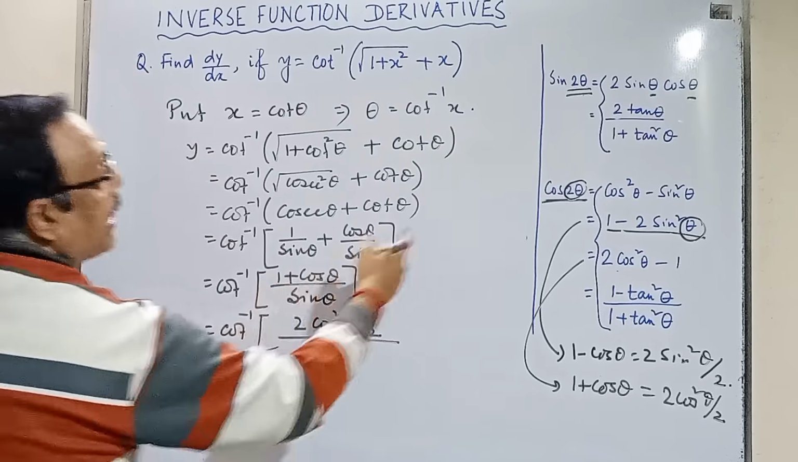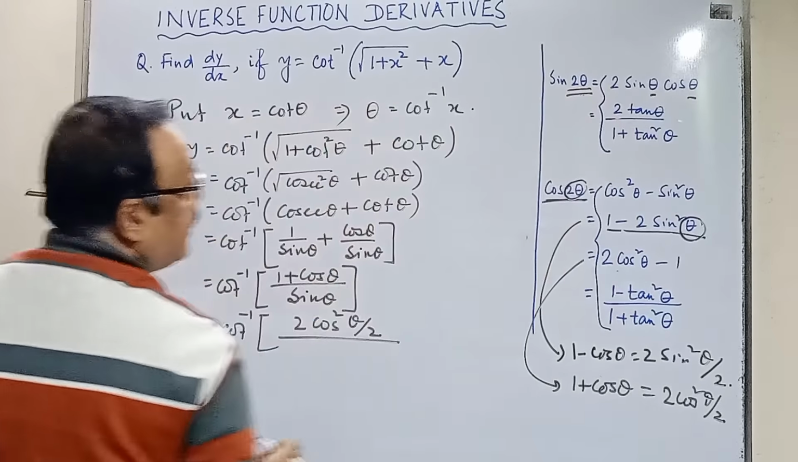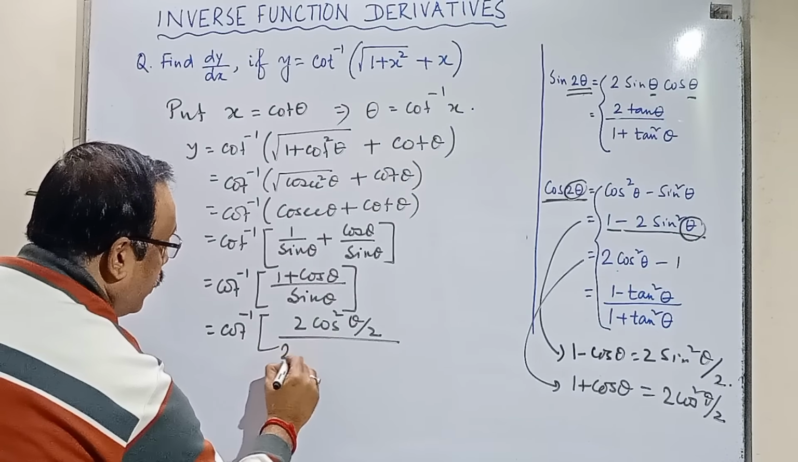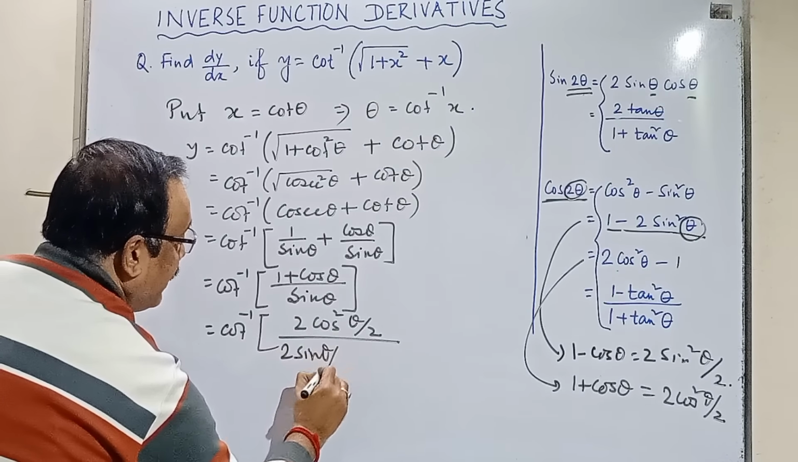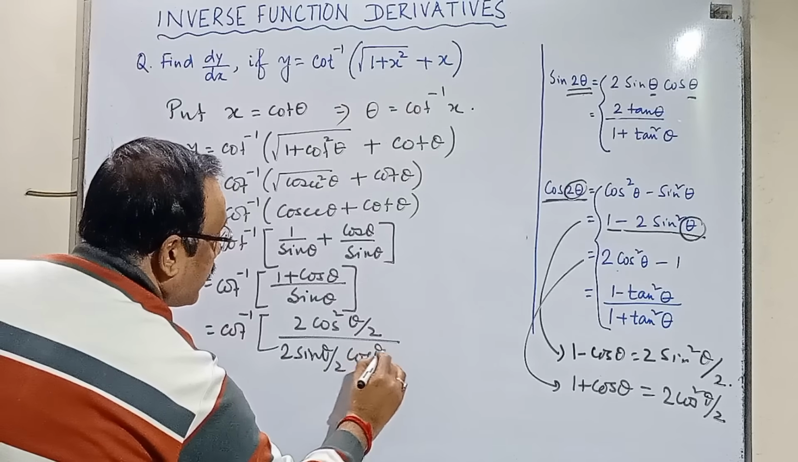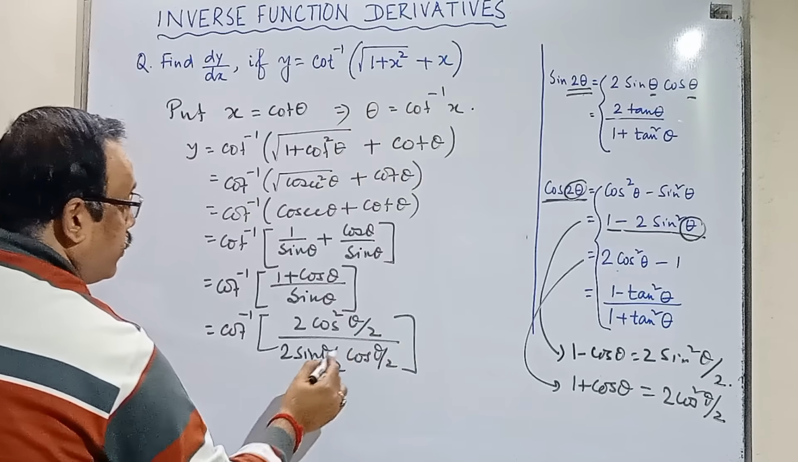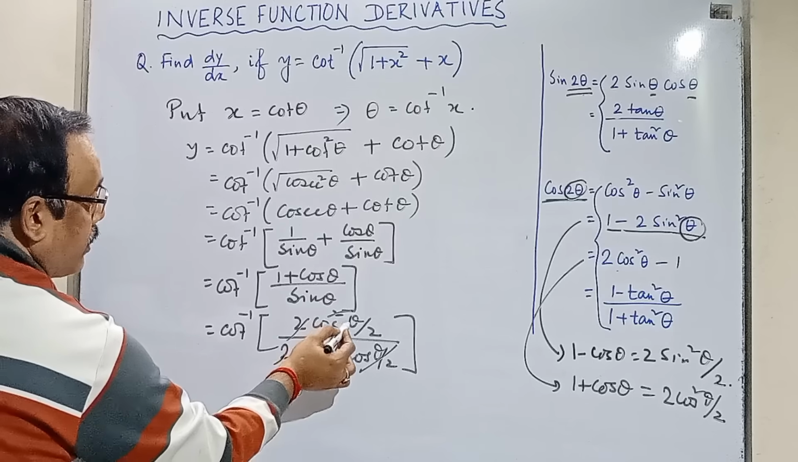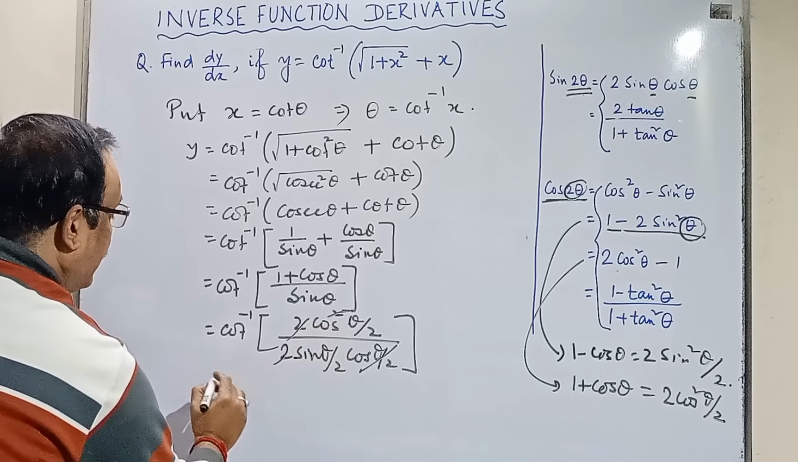Down, sin theta, I'll consider as sin 2 theta. I'll write 2 sin theta cos theta. So since theta, the angles will be sin theta by 2. 2 sin theta by 2 into cos theta by 2. So one of the cos theta by 2 cancels. 2 cancels. So cos theta by 2 by sin theta by 2 is cot theta by 2.